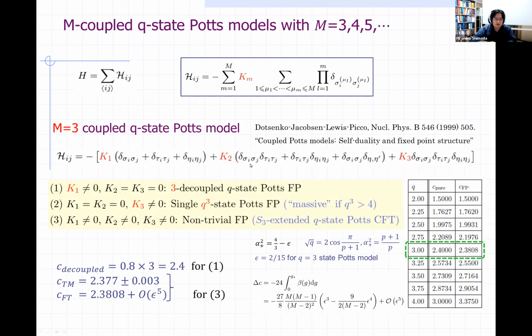And they found basically 3 cases. Number 1 is 3 decoupled Q-state Potts models, where only K1 is non-zero. Possibility 2 is for the single Q to the, for instance, cubed state Potts case, where only K3 is non-zero. And they also find, this is the most important part, the fixed point with all interactions turned on.